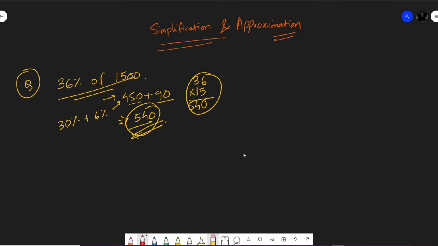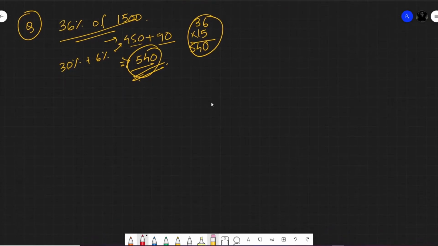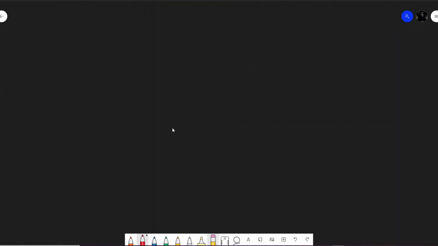Now let's do another question. If I give you the question, 60% of 725 equals 174 into dash, find out this dash. You have 20 seconds. Do it.